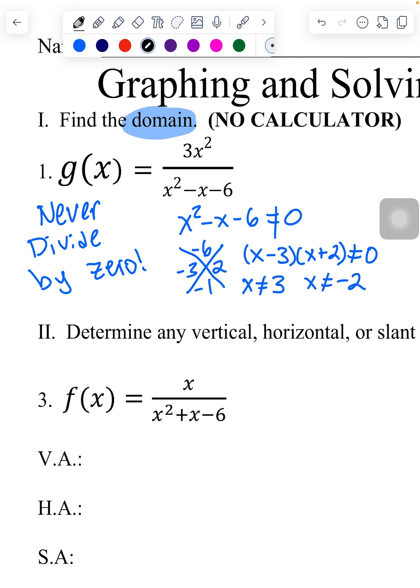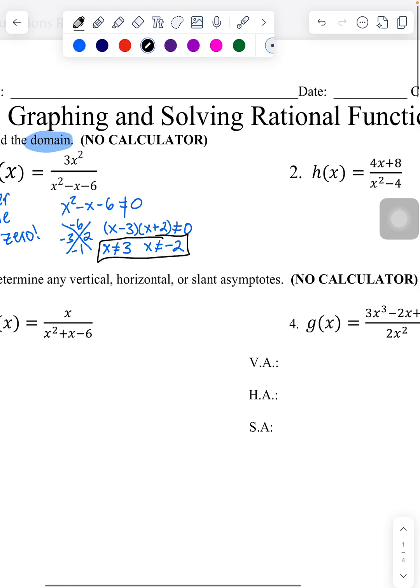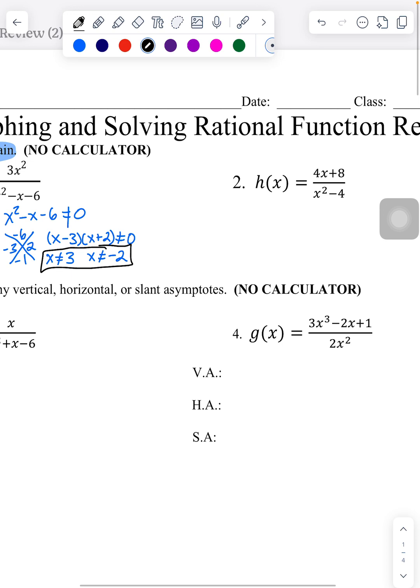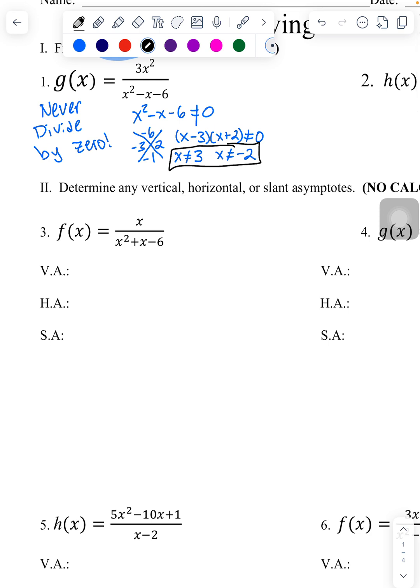We can be everywhere except for those two places because that's where we would end up having vertical asymptotes, which we're about to get into momentarily. Okay. And you would do pretty much the same process on number 2. You would figure out where that bottom part would be 0, and that would be what your domain would not be.